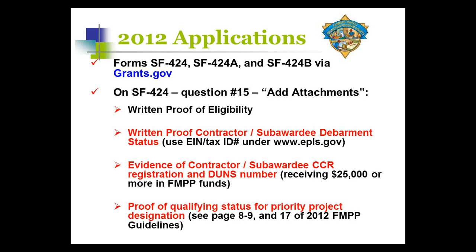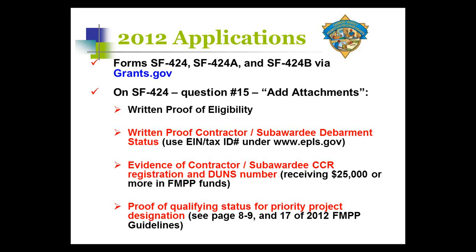So we've put a lot of information about this in our guidelines, and what I'm going to just list for you here are what those attachments are that are uploaded under the SF424. They are the written proof of eligibility, which proves you are one of the organizations: agricultural cooperative, producer network, producer association, local government, nonprofit corporation, public benefit corporation, economic development corporation, regional farmers market authority, or tribal government. Those are the eligible entities, and so your written proof of eligibility from a state or federal source must be copied, scanned, and uploaded as an attachment. The second thing is the written proof of contractor sub-awardee debarment status. Okay, so what is that?